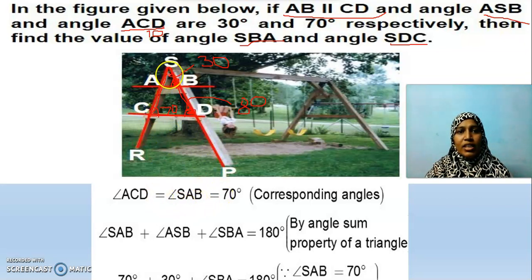ACD is equal to SAB. They have found SAB value as corresponding angle. See, this is the corresponding angle for 70 degrees. So this is 70 and this is 30. So what will be this angle? Surely the same property that we used, angle sum property. We can use it and find the answer.